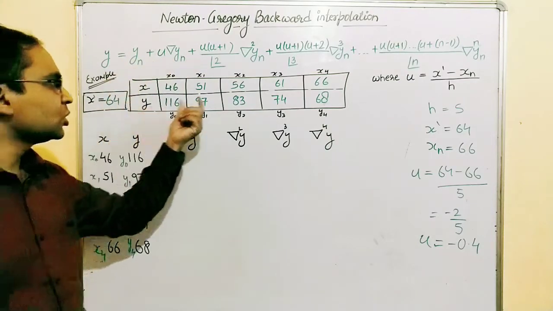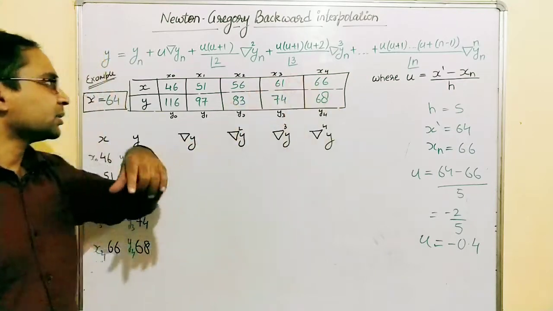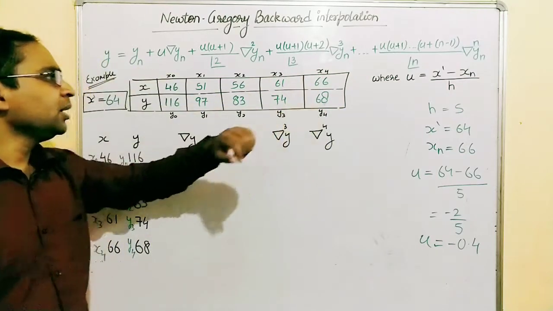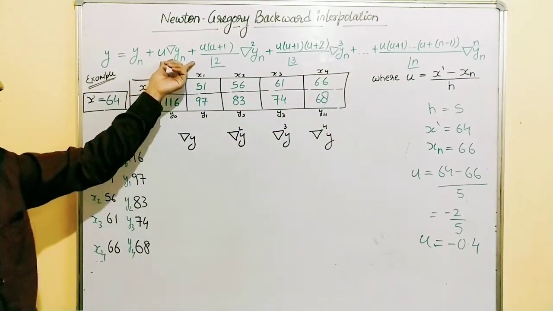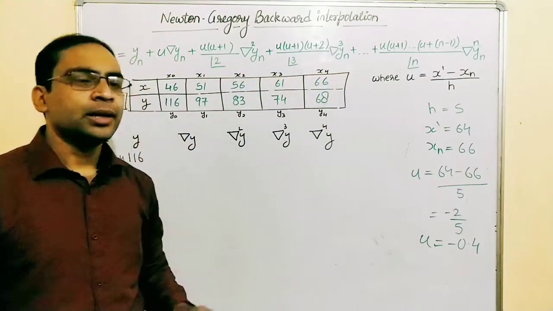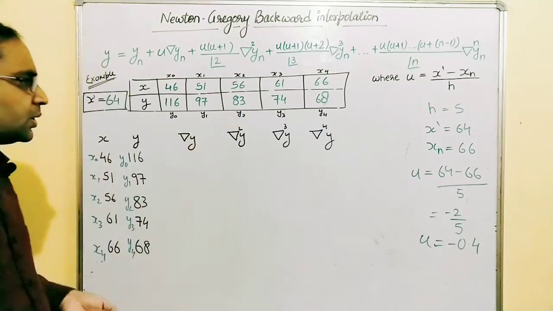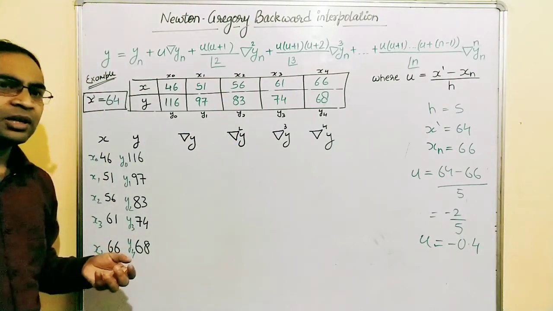Yn will be the last respective value of y. This is 68 in our case, so yn will be 68. Now to evaluate this del yn, del 2yn, del 3yn, we need to create the backward difference table. So let's see how we can create the backward difference table.